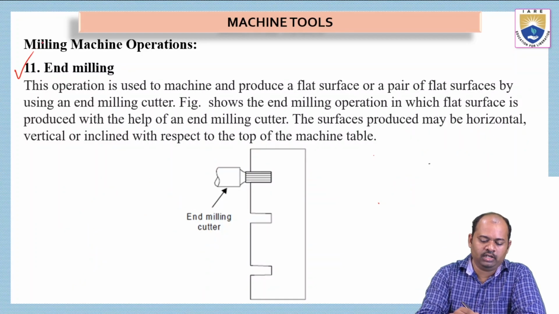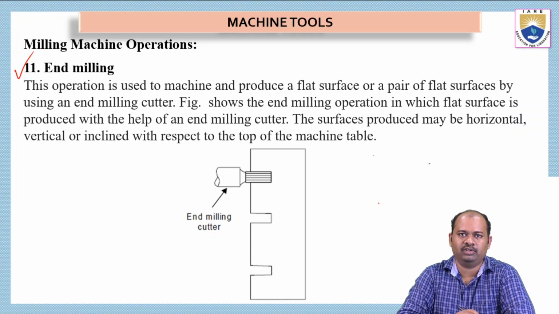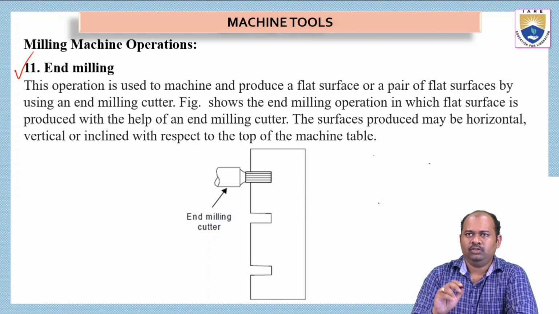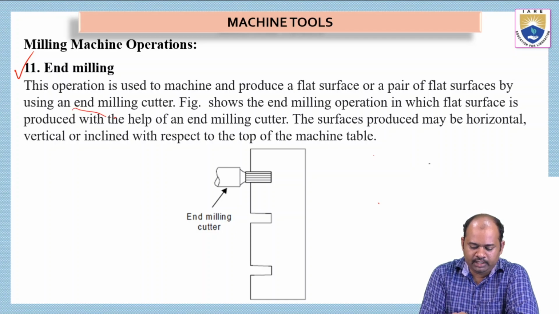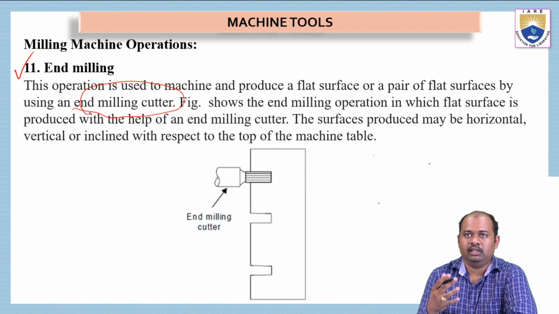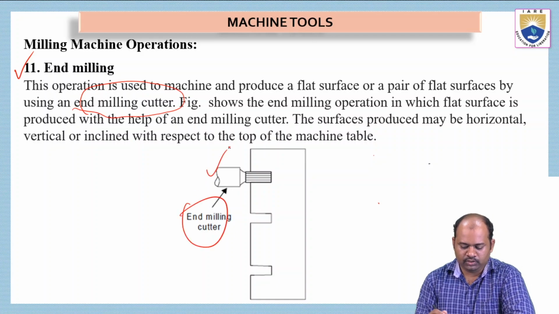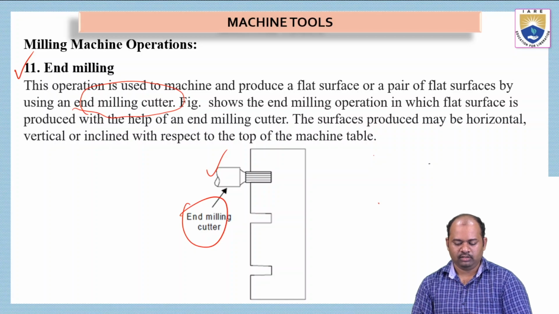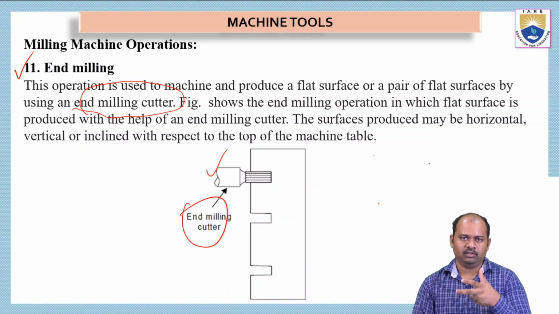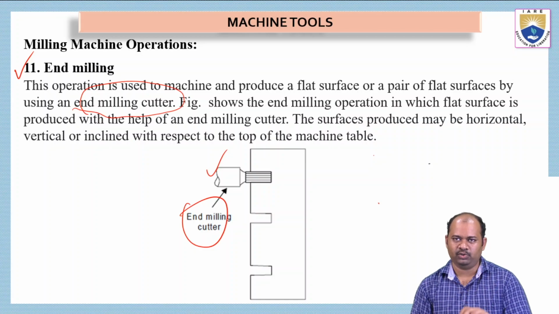And then the 11th one, the end milling process. So what is the end milling process? This operation is used to machine and produce a flat surface or a pair of flat surfaces by using an end milling cutter. So in this process, we can use an end milling cutter for producing a flat surface or a pair of flat surfaces on the workpiece. This is an end milling cutter. This is used to create a flat surface on the workpiece, or at the same time we can do multiple flat surfaces also by using multiple tools.